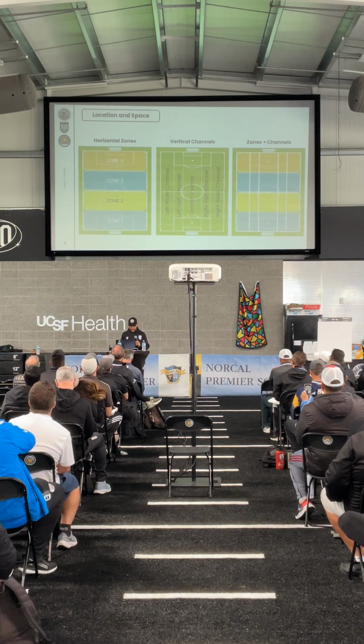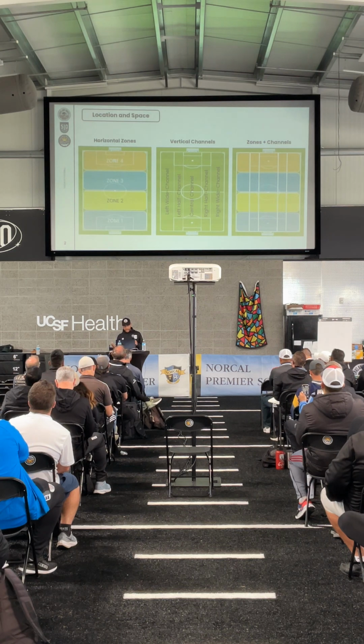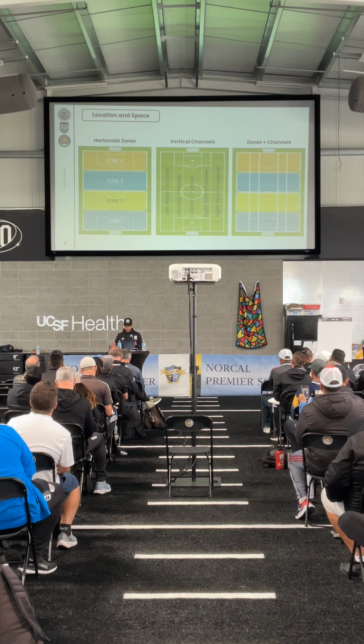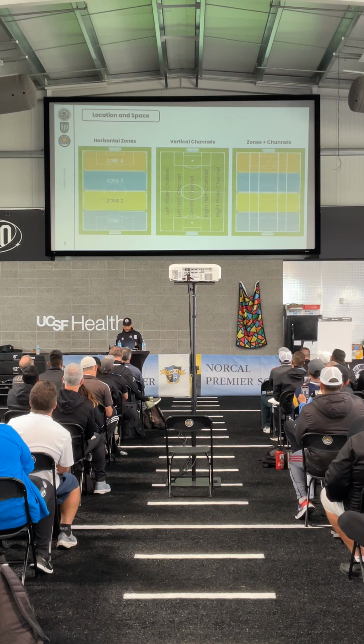We spoke about yesterday, here at Roots we have a specific language that we have, so I wanted to just kind of run through it just so you guys have a better idea of what I'm talking about as we go through the game model. Here we see the field with 4 zones, so zone 1, 2, 3, 4 instead of thirds. We have 5 vertical channels, and obviously here we have zones with the channels.